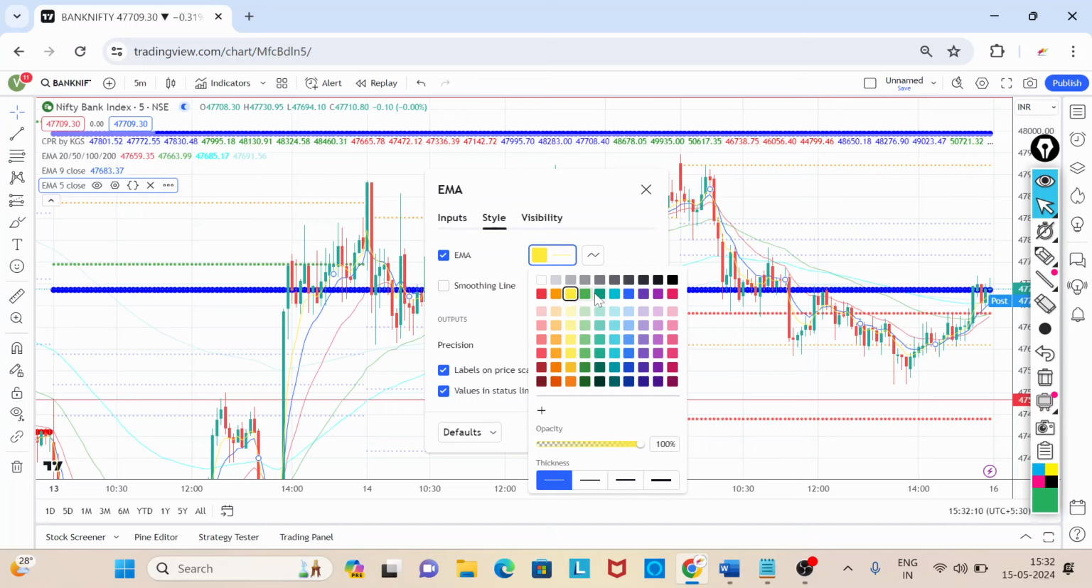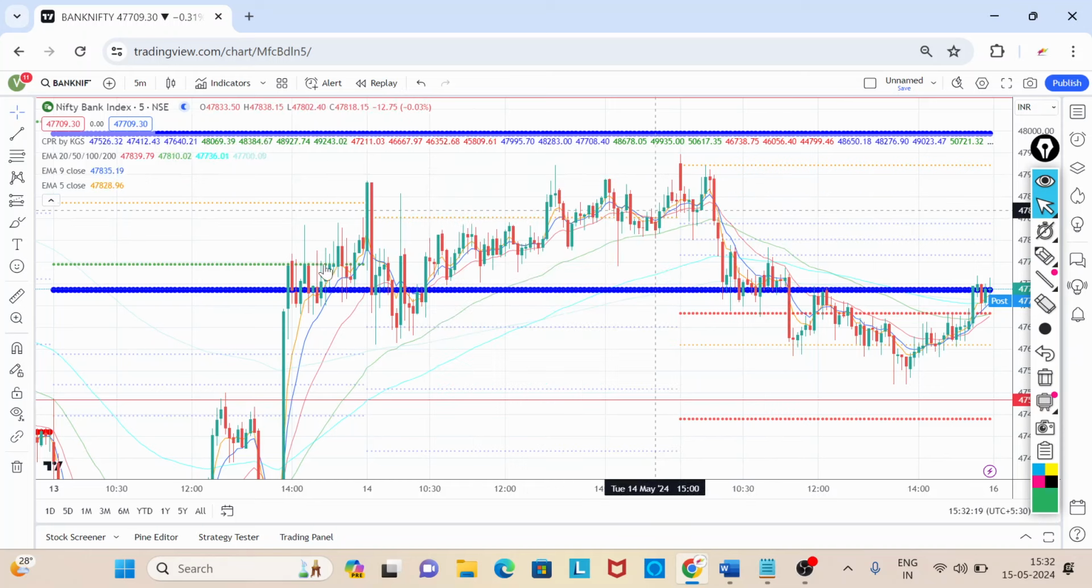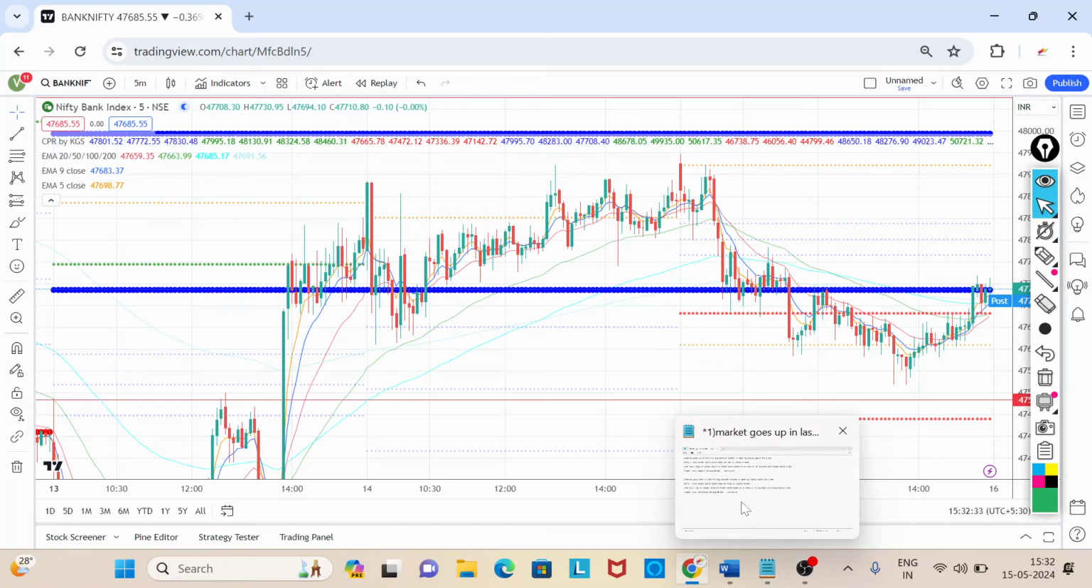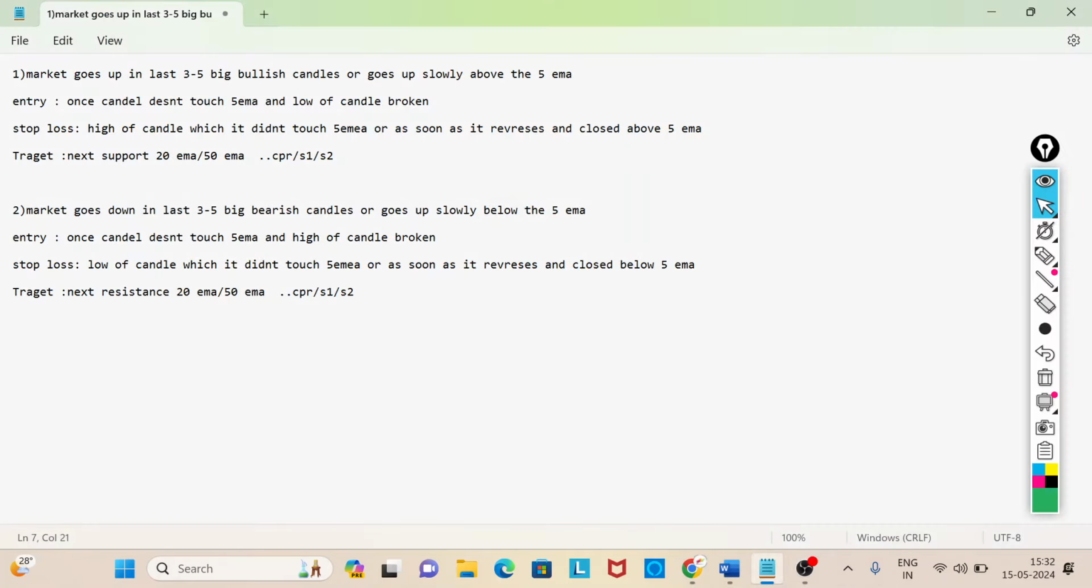Yellow is not that visible. This color I will keep. So you guys see this 5 EMA right now, right? Here, here, and here. Now let's get to the scenarios: the market goes up in the last 3 to 5 bullish candles, or goes up slowly above the 5 EMA.